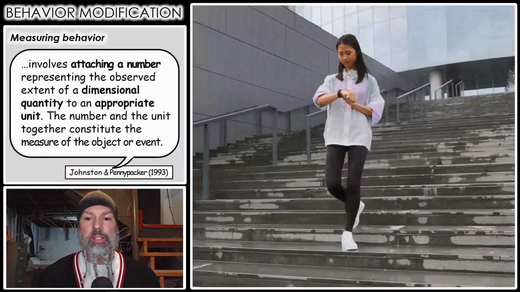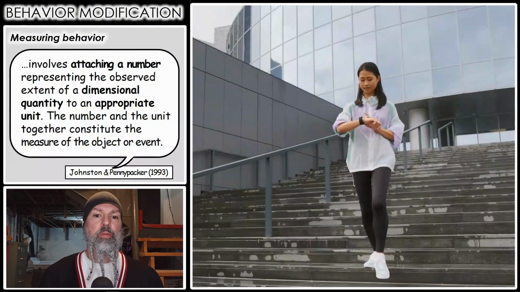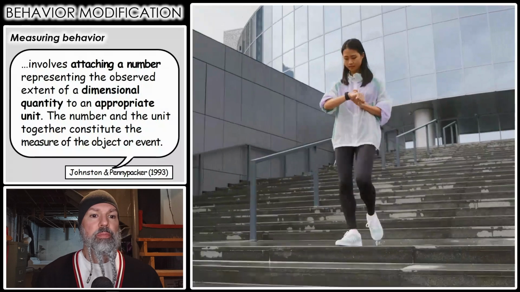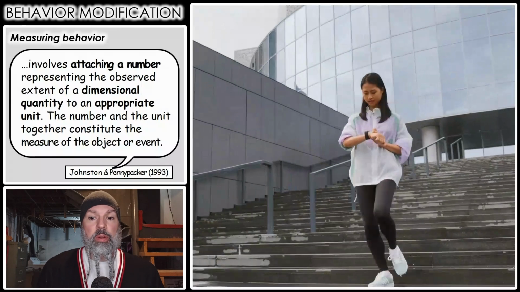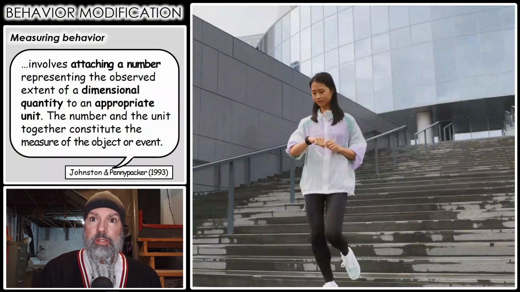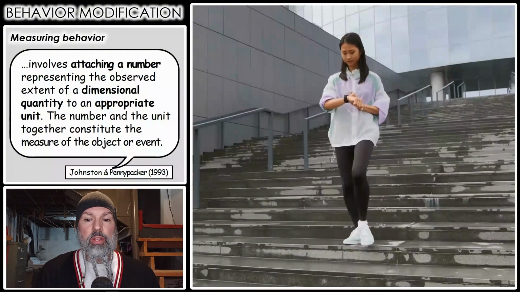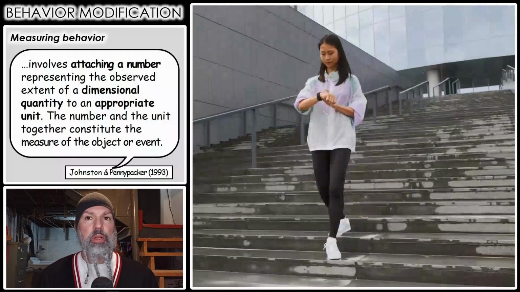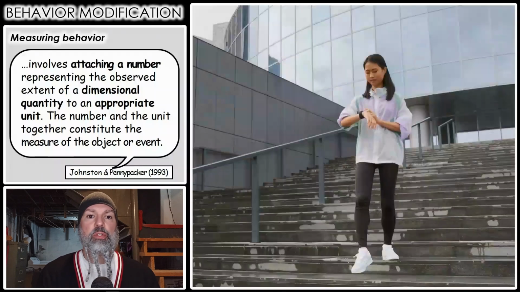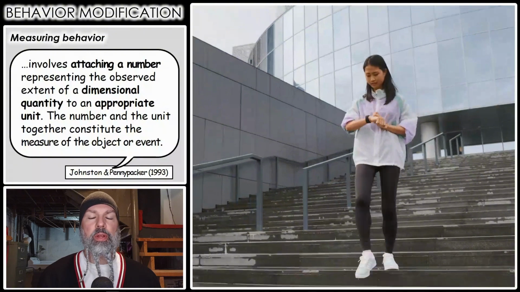We make that choice. And then once we make that choice, we use the appropriate unit. So if we're measuring the number of steps, then the unit is really simple. It's just the number of steps. If we're measuring distance, are we going to use meters? Are we going to use feet? Are we going to use miles? What is the unit that we're going to use? If we're measuring time, are we going to do it in minutes? Are we going to do it in seconds? If we're tracking heart rate, beats per minute. So we choose the appropriate unit.